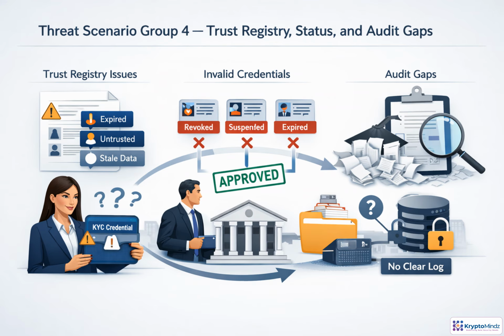Wallet-based KYC only works if every trust layer is solid. First, you need a reliable trust registry. If issuer metadata is stale, issuers are misclassified, or certificates aren't validated, you're basing decisions on fiction. Next, every credential must be checked for revocation, suspension, and expiry at the moment of use. Finally, you maintain tight, privacy-preserving logs so you can later prove what evidence you saw and why you made a given decision.